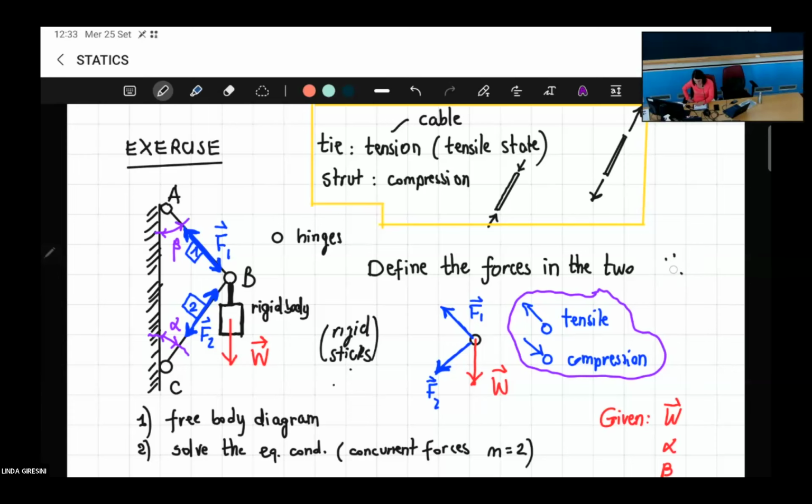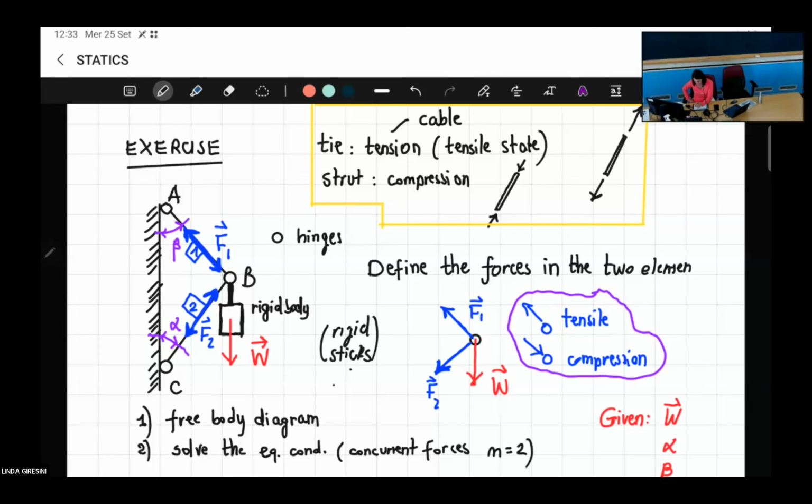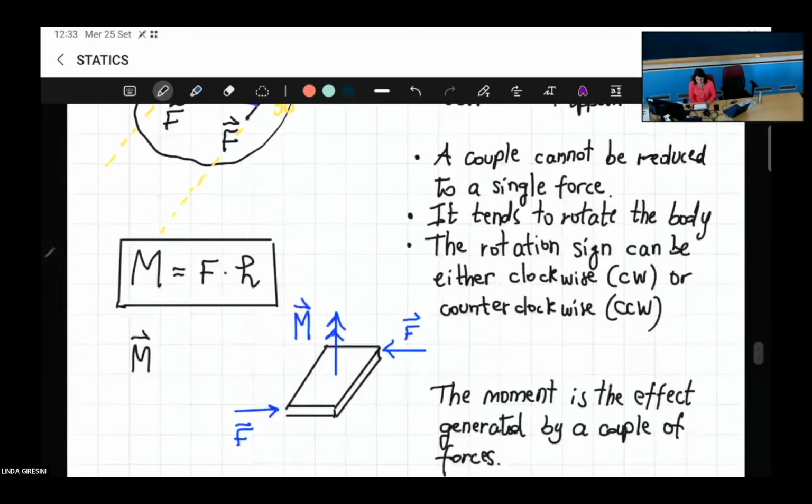So we can define the forces in the two structural elements. And this is why you don't know in advance which element has the tensile force and which has the compression force. You have to find it out, as I explained before. Okay? Clear now for everybody? So we will use cables for tensile forces and struts for compression. Or I will say compressed elements and so on.